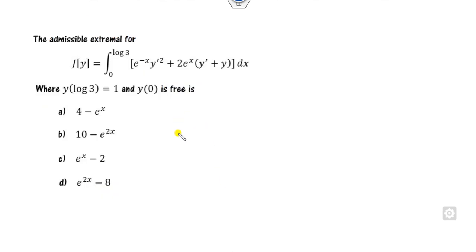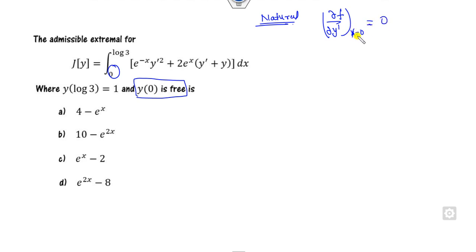Okay, look at this one. Again you can see one condition is not given to you, so you have to apply the natural boundary condition. What is the natural boundary condition? It is the partial derivative at the lower point x equal to 0 being 0. So we take the partial derivative with respect to y dash, 2 e raised to power minus x times y dash, at the point x equal to 0, which is 0.